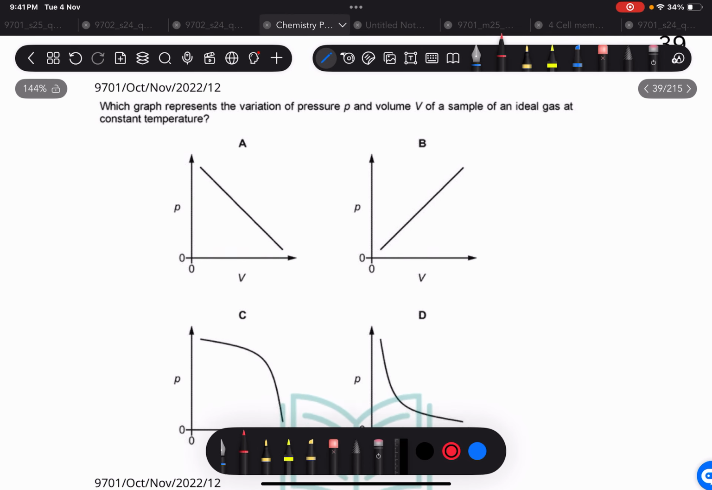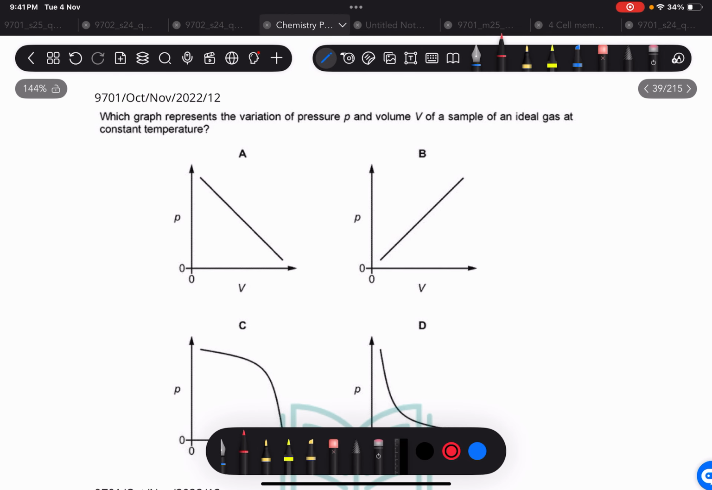Okay. Now, which graph represents the variation of pressure and volume of a sample of an ideal gas at constant temperature?